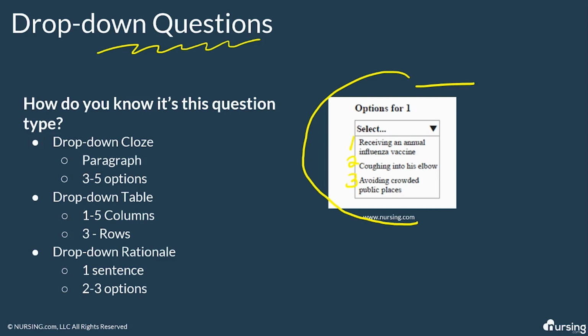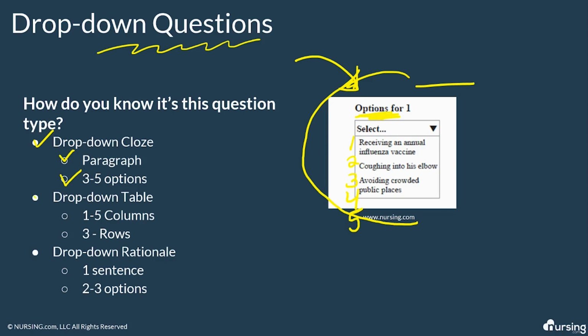This type of question can be presented in 3 ways. We have drop-down cloze. This type of question will give you a paragraph of information all the way up to 5 sentences, and each sentence will have a drop-down. When you click on it, each drop-down can have up to 5 options. So if this one has 3 options, I could have up to 5.